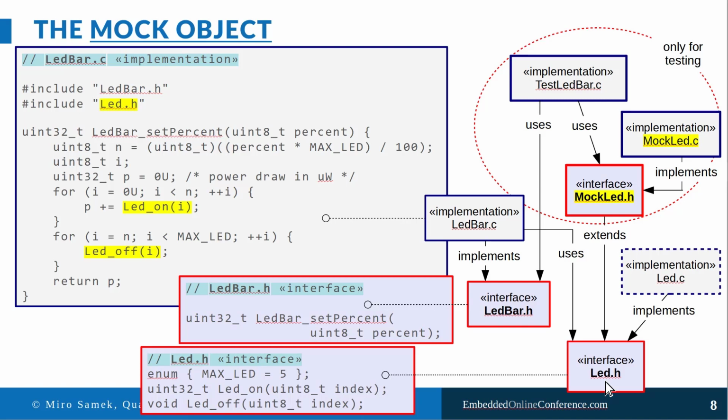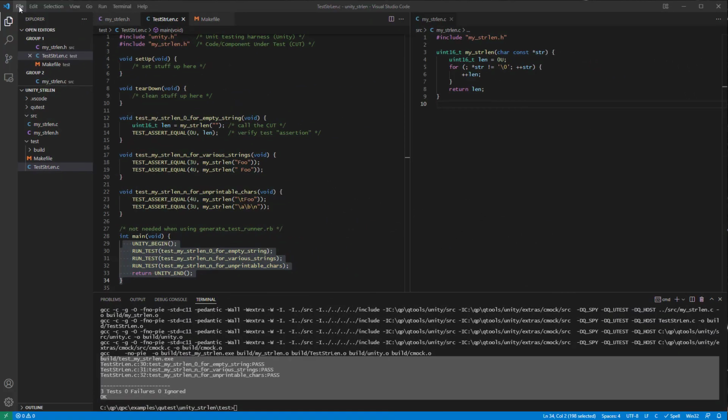And finally, you will need to write the tests, which will live in the test_ledbar.c implementation file. Please note that for testing, you will not need the actual implementation file, led.c. This is what Matt Chernowski meant by testing without real hardware. This is one of the huge benefits of the mocking approach. Alright, so now let's see how all this actually works.